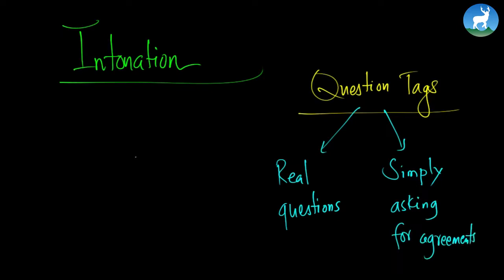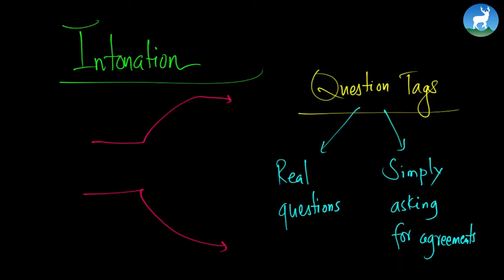Now think about it. If the question tag is a real question, we use a rising intonation. And if we already know the answer, we use a falling intonation. That means in the first case, our tone of voice rises. In the second case, our tone of voice falls.